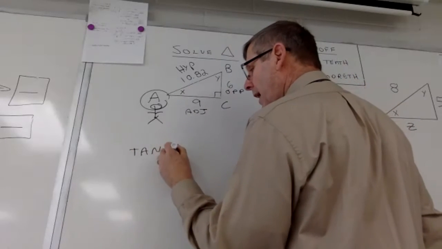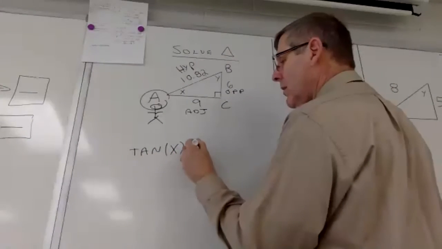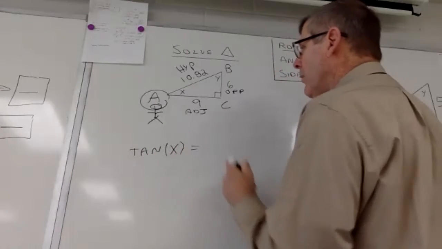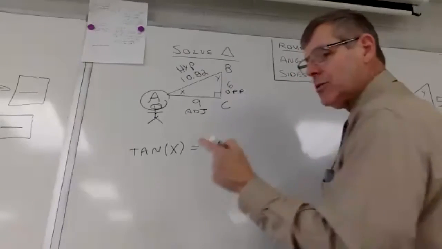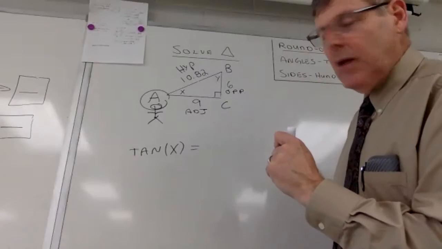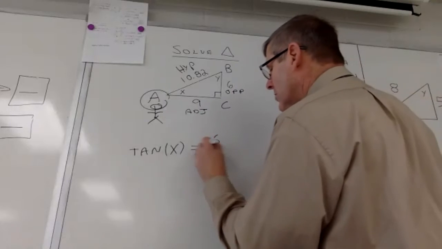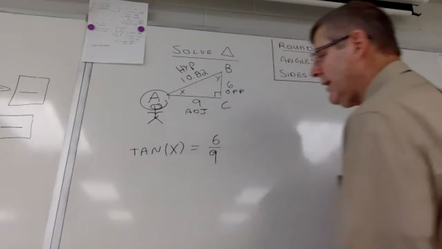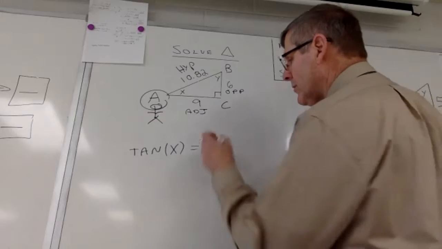What I'm trying to find is x. That's my angle. You always take the tangent of an angle and get a ratio. What is my ratio? 9 over 6, or 6 over 9? 6 over 9. Right. It's opposite over adjacent. So it's 6 over 9, or as somebody said, that just reduces to 2 over 3.